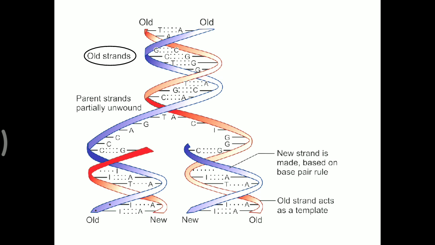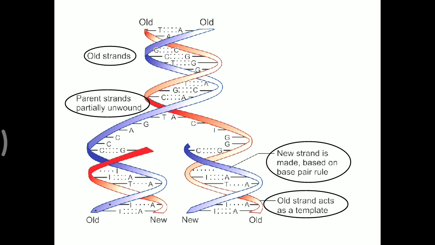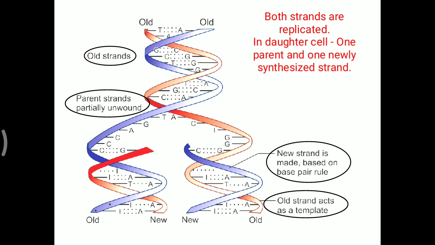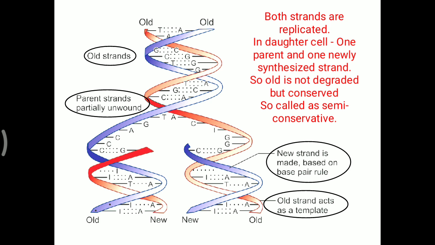First the parent strand is partially unwound. Then the old strand works as a template and the new strand is made based on the base pairing rule. Both strands are replicating simultaneously. Now in the daughter cell, one parent strand and one newly synthesized strand will be there. So the old strand is not degraded but is conserved, going into the daughter cell.